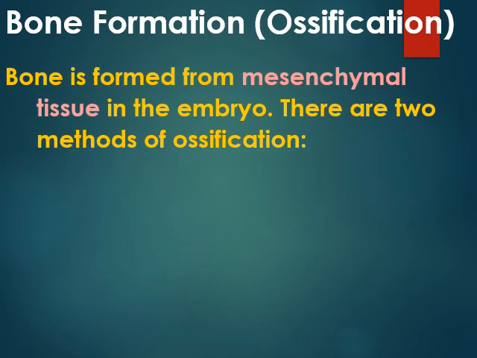What is the meaning of ossification? Ossification is bone formation. The bone is formed from mesenchymal tissue in the embryo. There are two types of bone in the histological classification, compact and spongy. We have two methods for ossification.